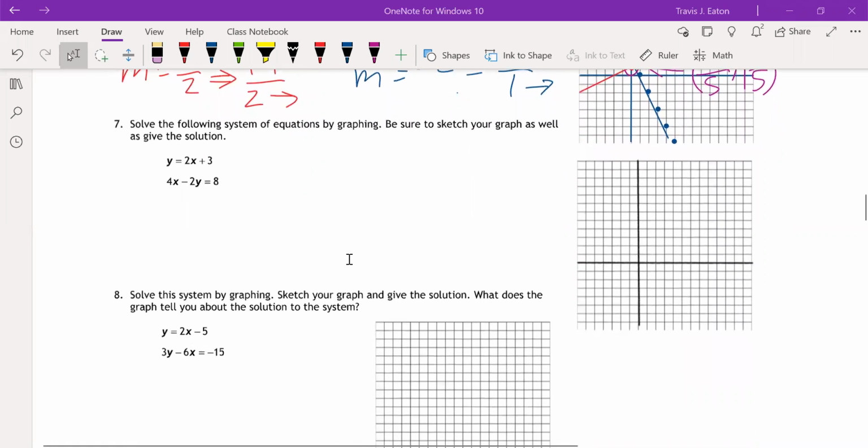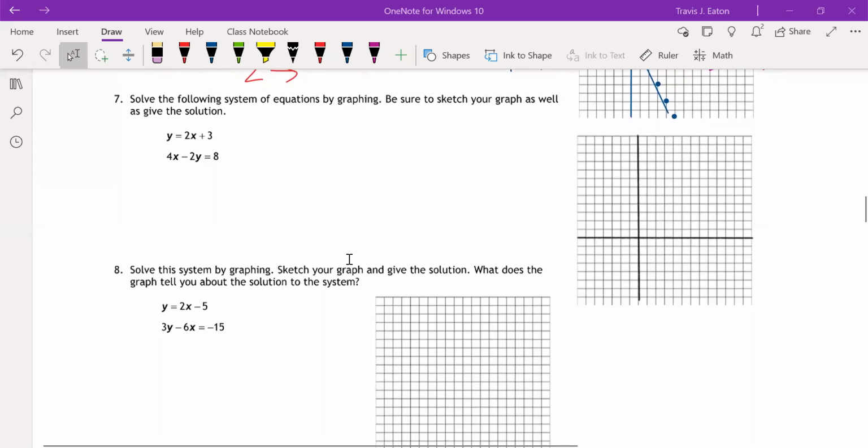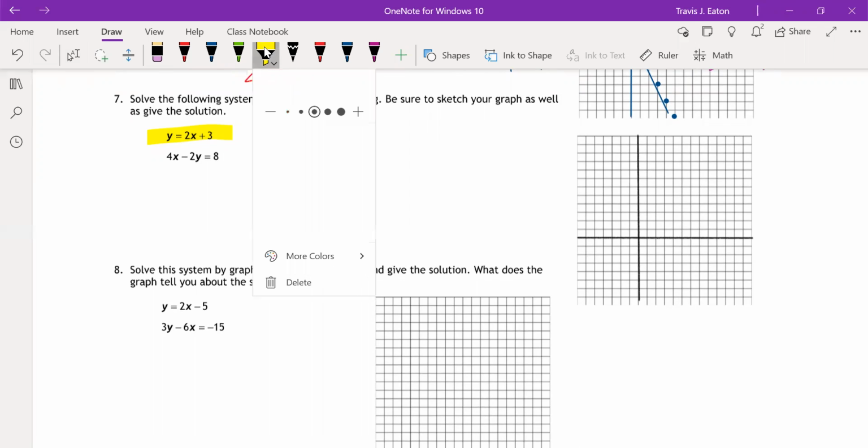to solve the following system of equations by graphing. So be sure to sketch your graph as well as give the solution. Now I'm sure that you can see here that on this one, we've got two equations. One of them is in slope-intercept form, and the other is not. And so in order to graph these by hand, on the screen, we would need to make sure that they are both in slope-intercept form.